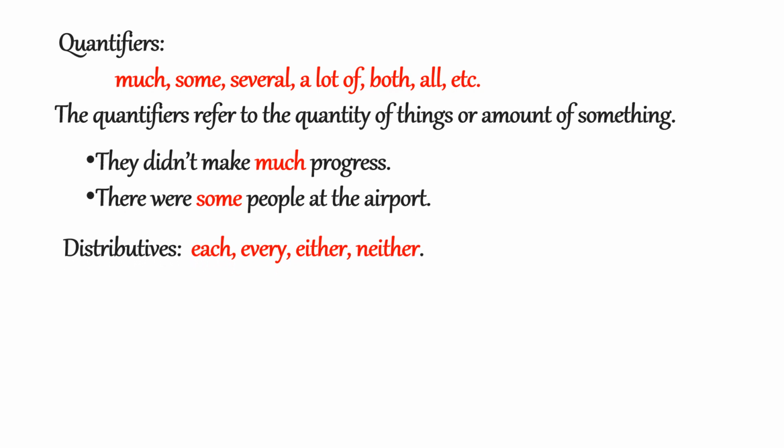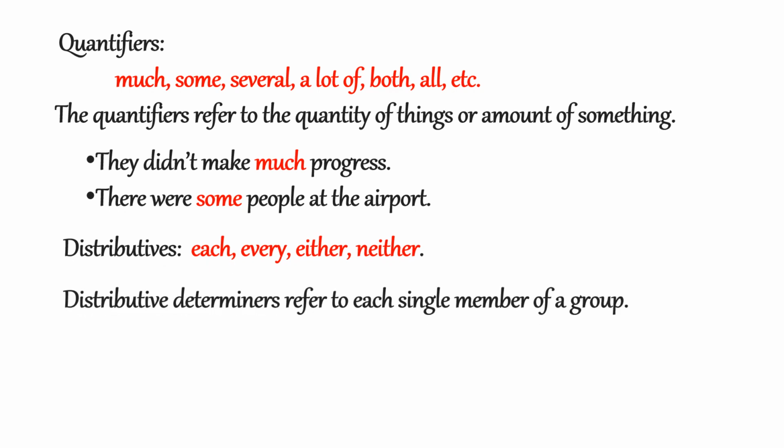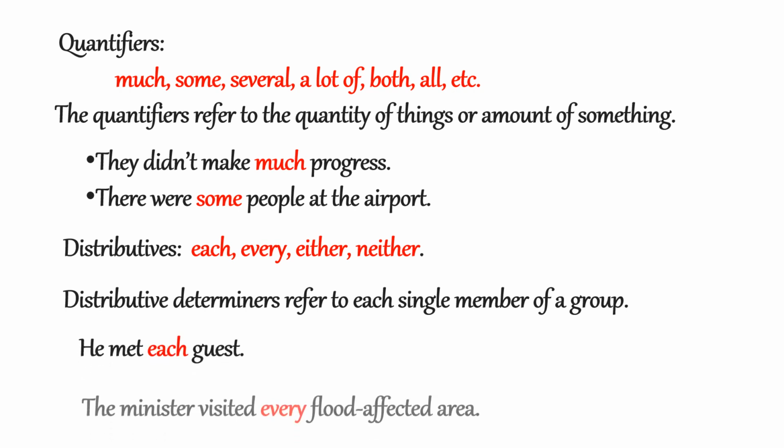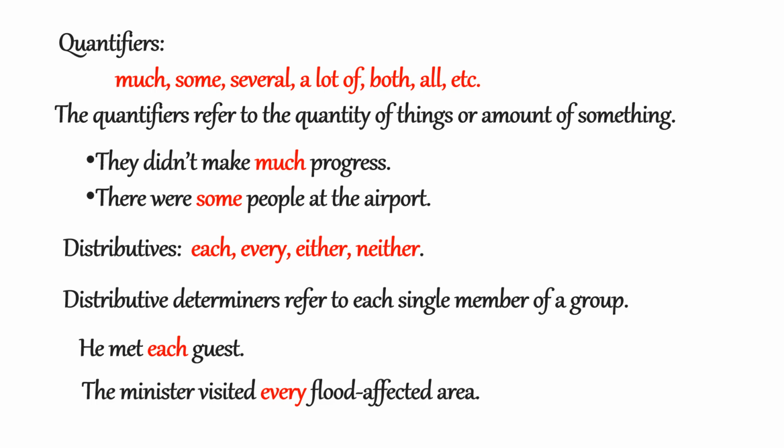Each, every, either, neither are distributives. Distributive determiners refer to each single member of a group. Example, he met each guest. The minister visited every flood-affected area.